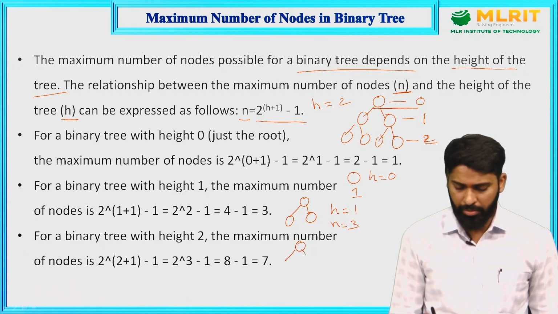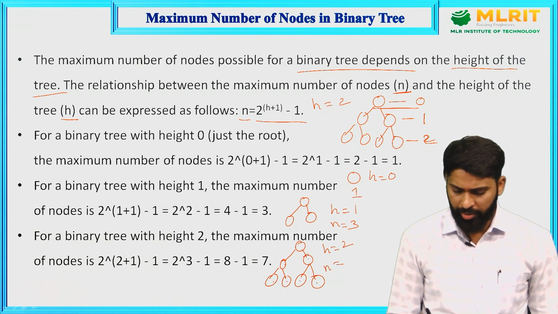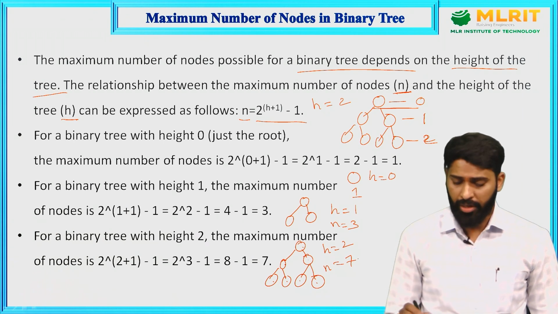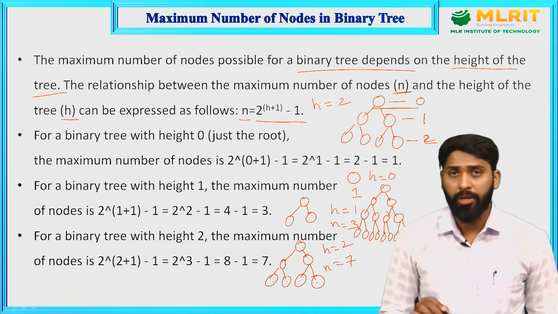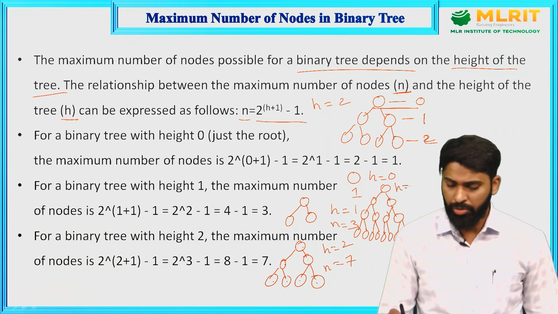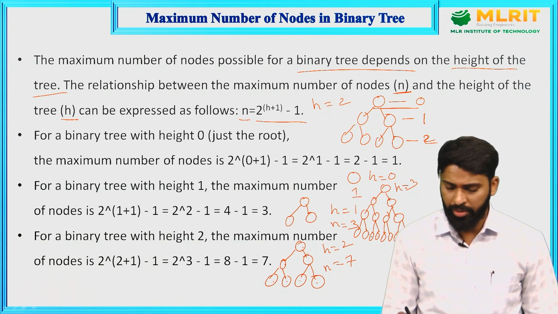Consider another example. So, this is the tree. What is the height? Height equals 2. n equals 1, 2, 3, 4, 5, 6, 7. So, consider this. The height equals 3. The maximum number of nodes is 1, 2, 3, 4, 5, 6, 7, 8, 9, 10, 11, 12, 13, 14, 15. n equals 15.